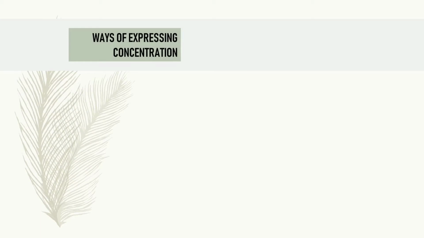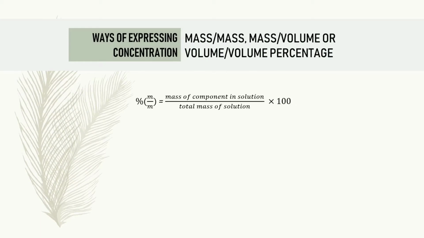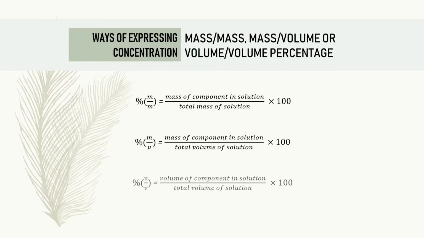Here are the formulas of mass percent, mass per volume percent, and volume percent. Mass percent is equal to mass of component in solution over total mass of solution times 100. Mass per volume percent is equal to mass of component in solution over total volume of solution times 100. Volume percent is equal to volume of component in solution over total volume of solution times 100.